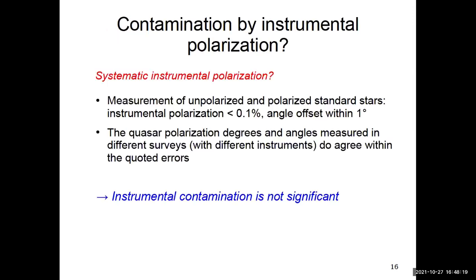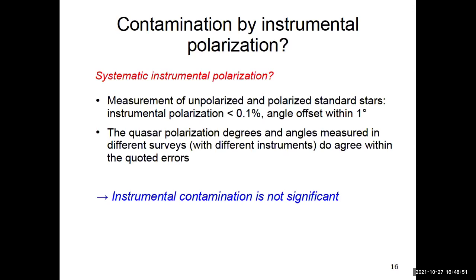So clearly, it can be due to some contamination. This is the first thing we think about. Is there systematic instrumental polarization? In fact, we measured unpolarized and dark stars, and the instrumental polarization is very low. It's lower than 0.5%, so it's negligible, and the angle offset is within 1 degree, so it cannot affect our measurements.